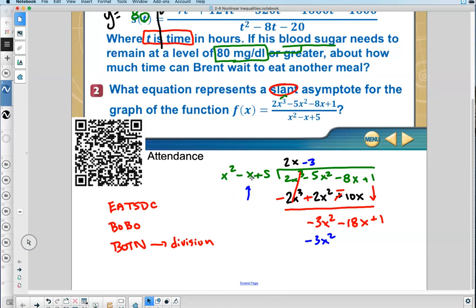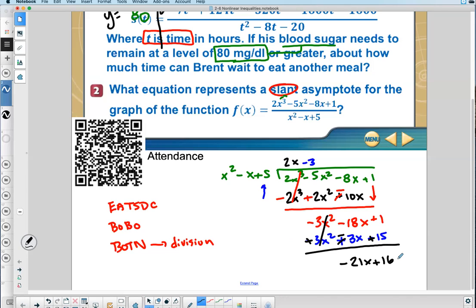Negative 3, you got to distribute all the way through. Negative 3 times a negative x, 2 negatives make a positive 3x. And positive 5 times negative 3 is negative 15. By the way, this up here is going to be our answer. All of this, what's left over, is going to be the remainder. But before I combine them, I got to do the fundamental rule of division. What happens to this negative? Positive. What happens to this positive? What happens to this negative? So these go away. I'm left with negative 21x plus 16. That's my remainder right there.